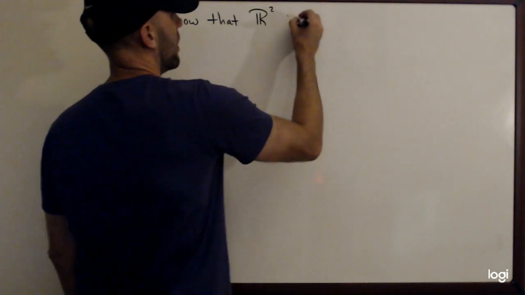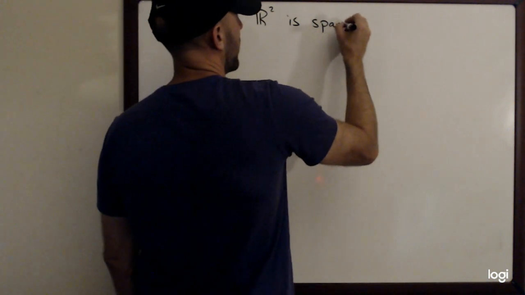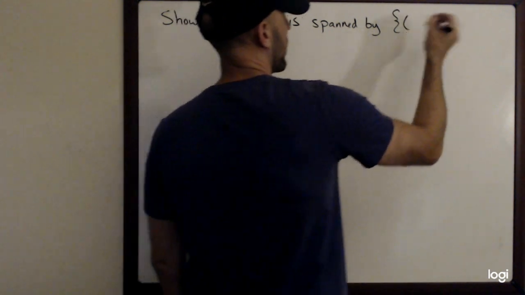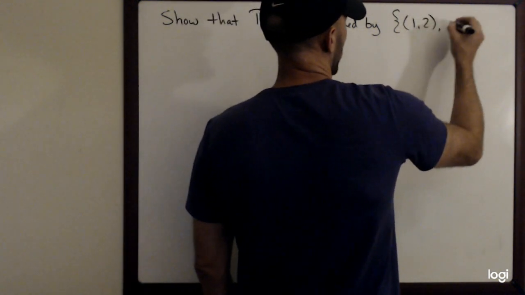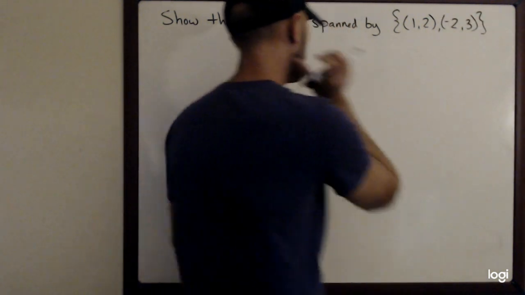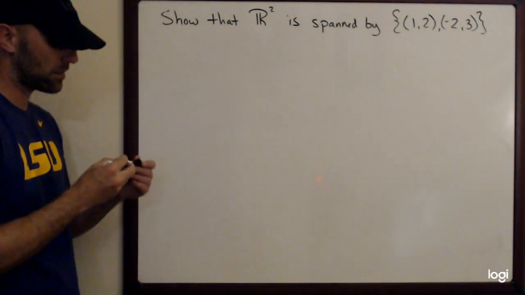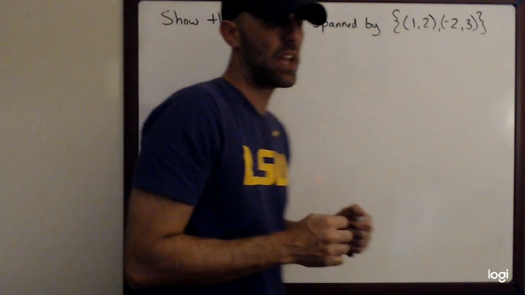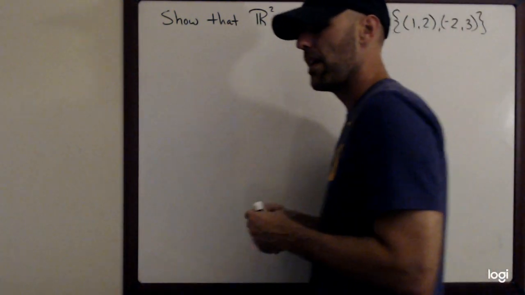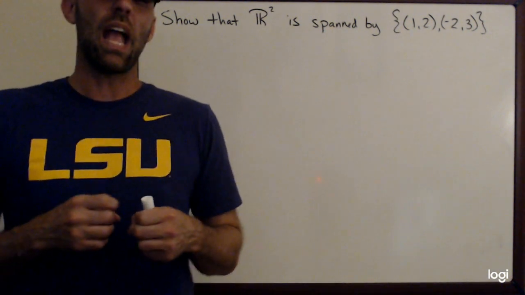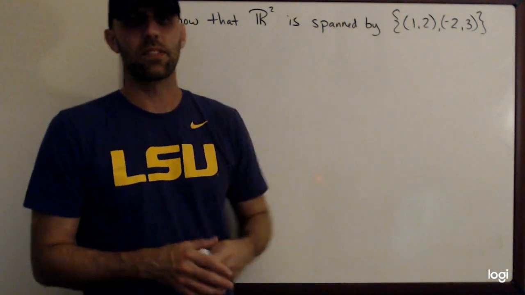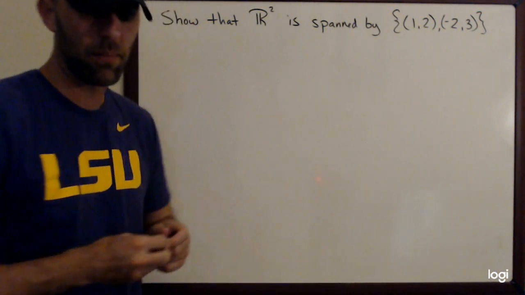The first exercise we have is to show that R2 is spanned by a couple of vectors. I'm just going to use the same two that I was using. Let's show that R2 is spanned by these two. What would it mean to say that R2 is spanned by this? This statement is trying to say that any vector you choose in R2, any at all, can be written like this. Here, let me get another color.